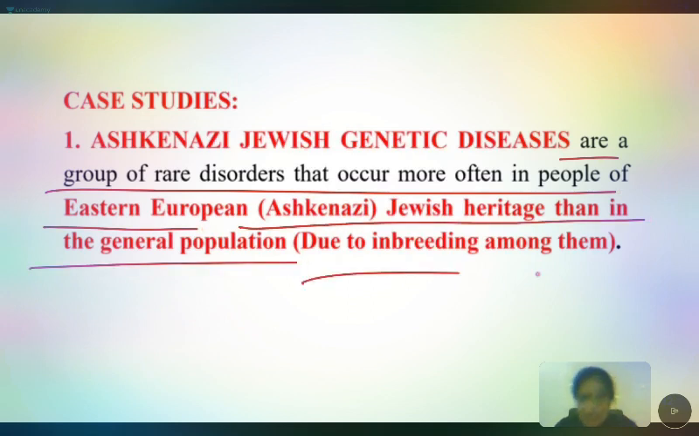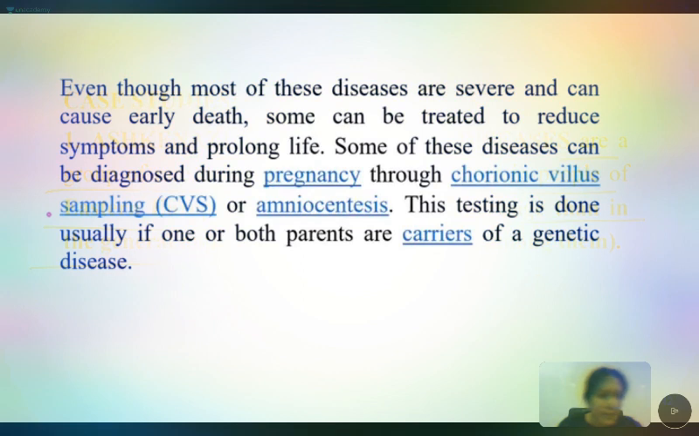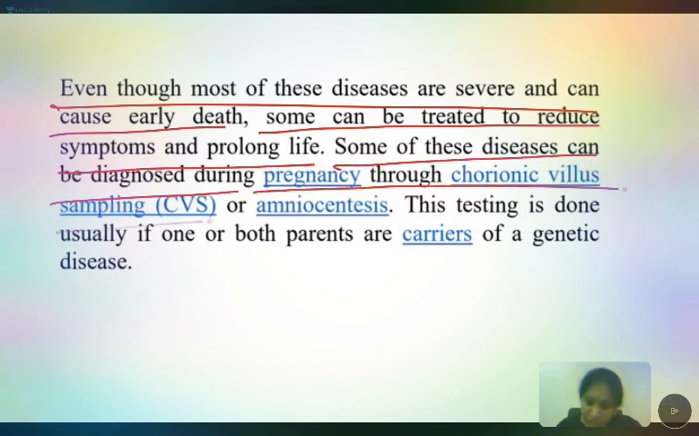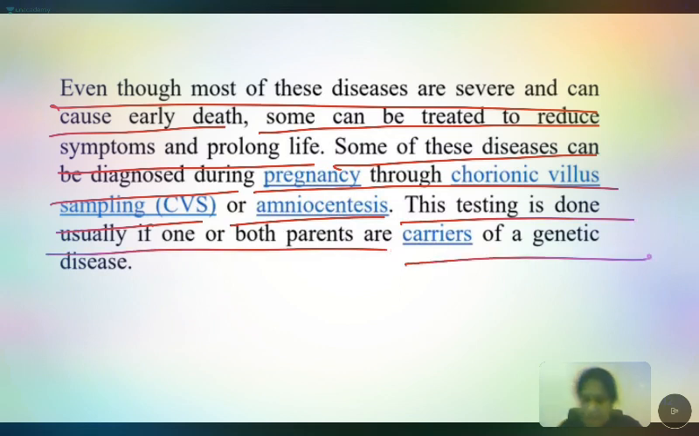Then what are they? Even though most of these diseases are severe and can cause early death, some of them can be treated to reduce symptoms and prolong life. Some of these diseases can be diagnosed during pregnancy through chorionic villi sampling and amniocentesis. This testing is usually done if one or both parents have this disease. Is it clear? If any one of them is a carrier, then do this testing. If any one of the parents has a family history of these genetic diseases, then they can go for this prenatal diagnosis. Clear for all of you?